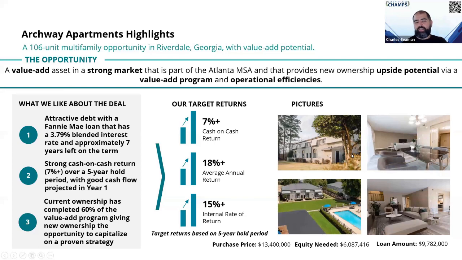So with this deal, it has a Fannie Mae loan assumption. It actually has two loans, a senior loan and a supplemental loan. And with those loans, they're both being assumed. They have about 7 years left on them, and they have a blended interest rate of 3.79%. And that really is the driving reason why this deal works. If we went out there and placed new debt on it, it would have to be acquired at a much lower price to account for that.